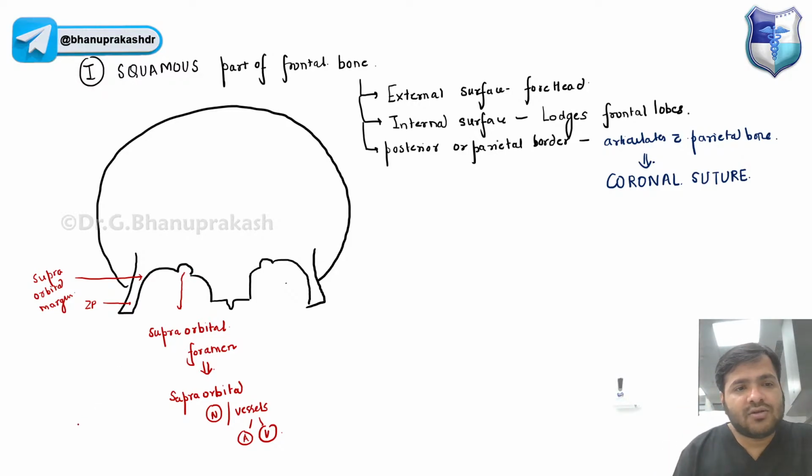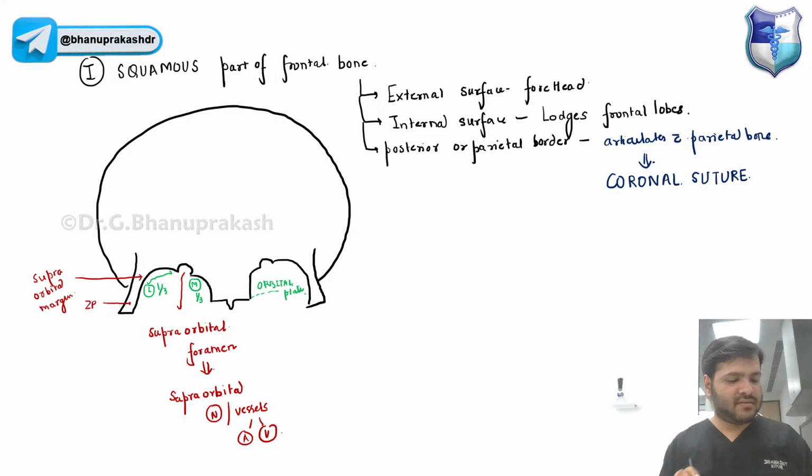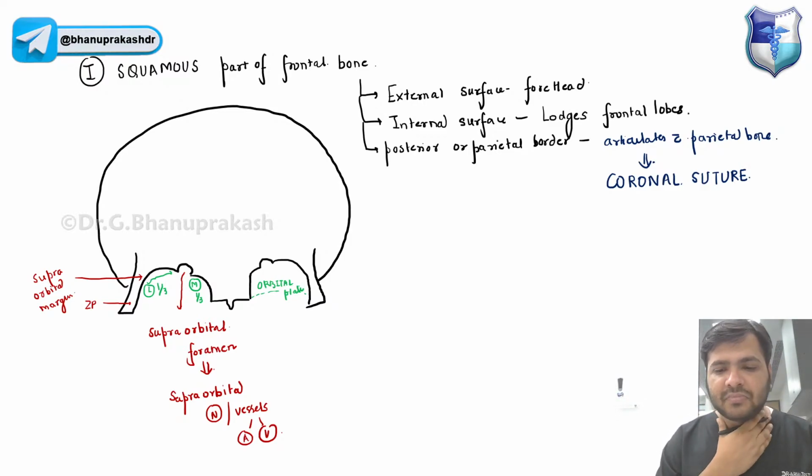So it is at the junction of, you already know, the medial 1/3 and the lateral 1/3. Below, you already know, we have the orbital plates, right? The two orbital plates. Okay, so this much is clear to everyone, right?